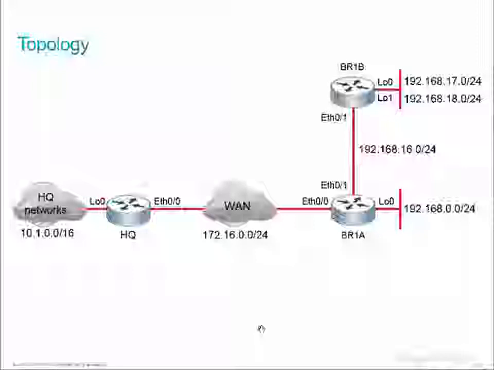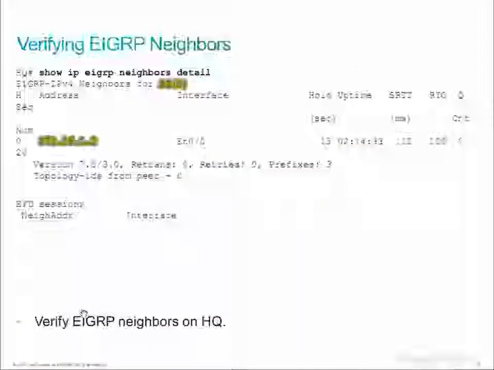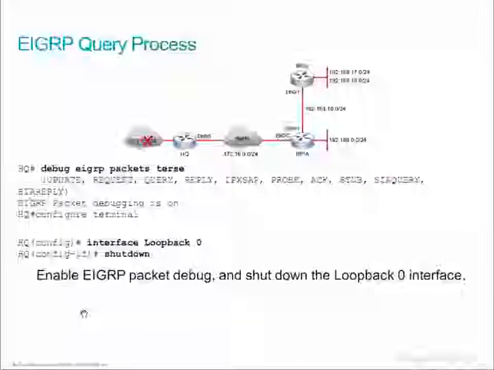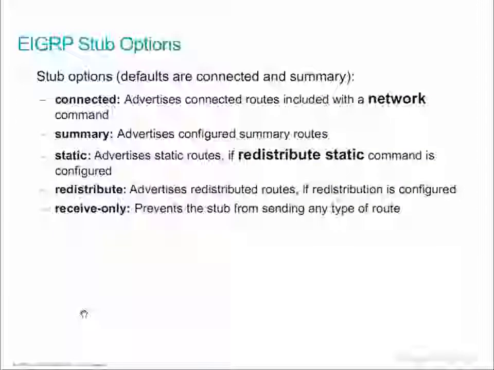And that includes any router that I would never want to query. But the stub routing feature has a couple of components to it that are very important to understand. So let's get down to that slide. This is the routing table that we verified, the neighbor relationship. We shut down the interface, did our debug. We were able to see the queries being sent and received.